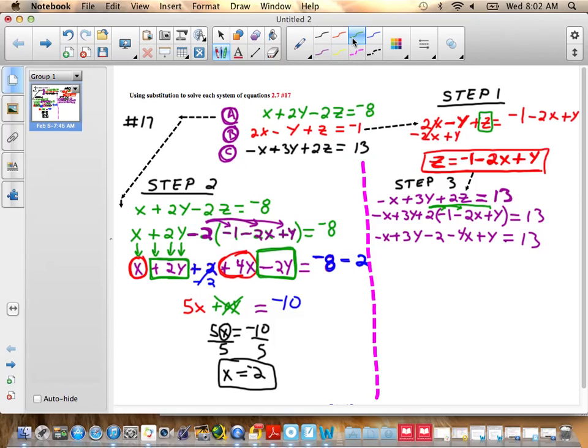So again, I want to combine like terms. So I have my negative x and my negative 4x. And then I have my other like term, which is going to be my positive 3y and my positive y. And then my last like term is negative 2 and 13. So what I want to do now is add 2 to both sides, because I want to eliminate the term from here.